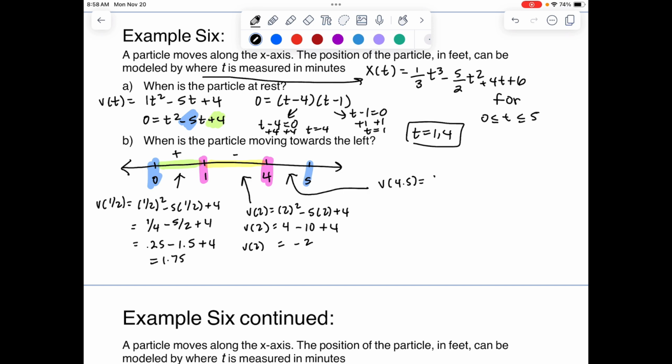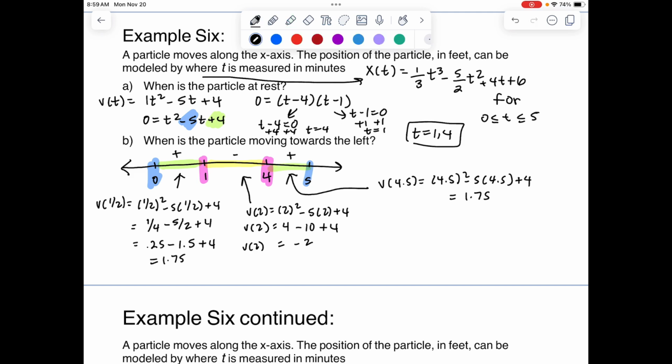Okay, 4.5 squared minus 5 times 4.5 plus 4. I'm just going to put that in the calculator, and what's going to come out is positive 1.75. And so in that section right there, the velocity is positive, which means our particle is moving towards the right.